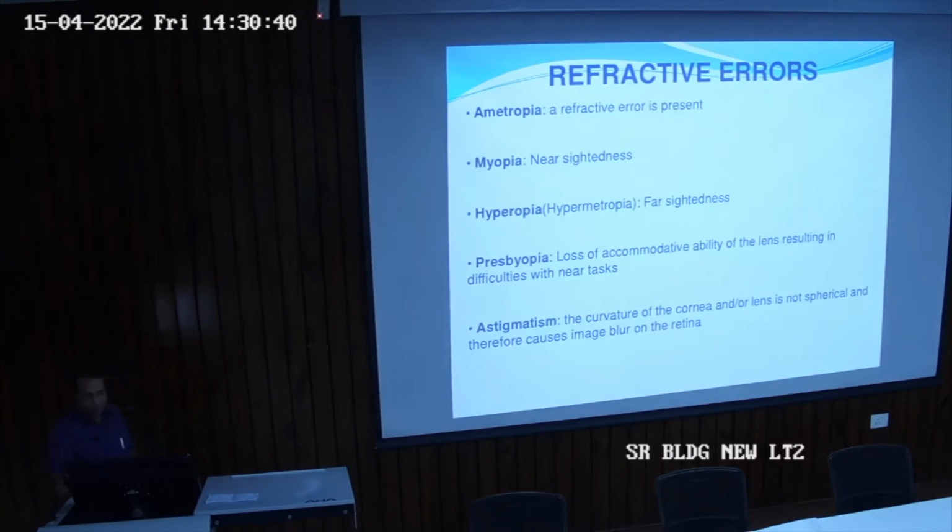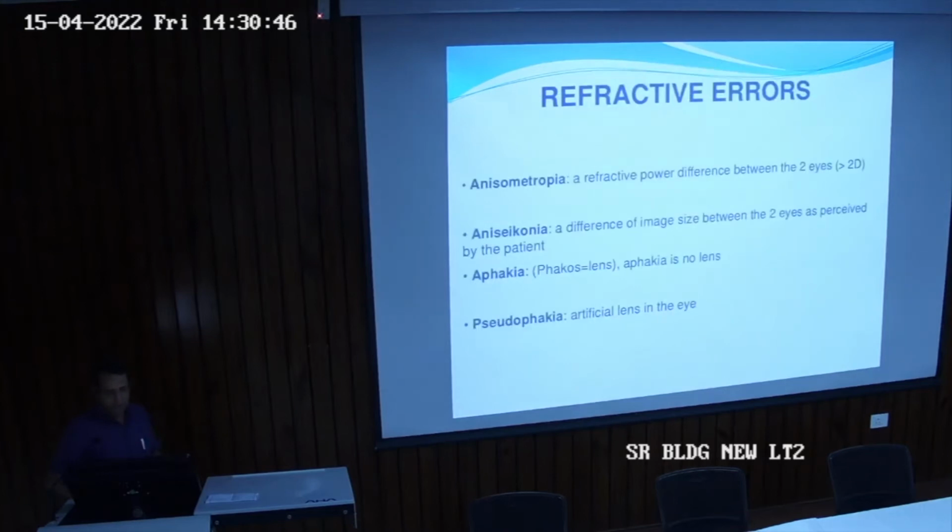Astigmatism is when the curvature of the cornea or lens is not spherical and therefore causes the image to blur on the retina. Another term is anisometropia, when the refractive power difference between the two eyes is more than 2 diopter. For example, one eye has a power of -4 diopter, the other is -2 or -1.5, and that condition is called anisometropia. Then the refractive status of the two eyes differs by more than 2 diopter. Aniseikonia is the difference of the image size between the two eyes as perceived by the patient. Aphakia is the absence of the crystalline lens, and pseudophakia is the presence of an artificial lens in the eye.